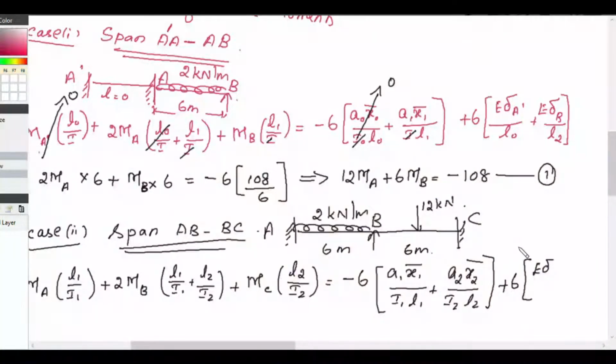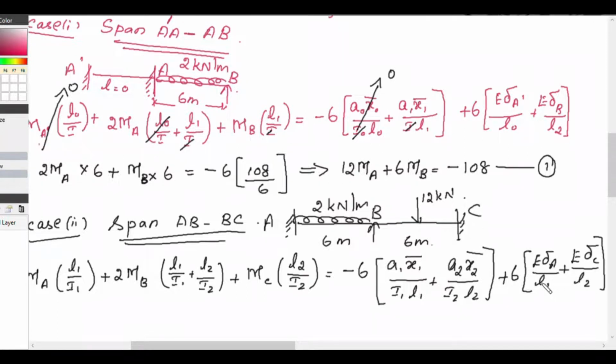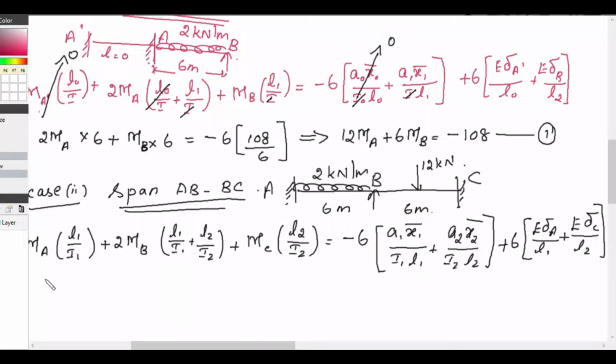The first support is A, so E delta A by L1, plus the third and last support is C, so E delta C by L2. Substituting the values, all the I gets cancelled because I1 is equal to I2 is equal to I, the moment of inertia, is the same throughout the section, because no variation is given in the problem, we will assume it as the same.